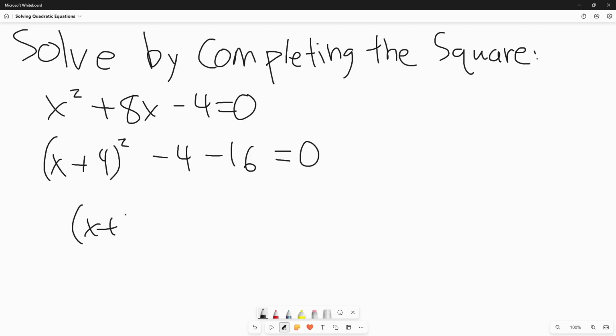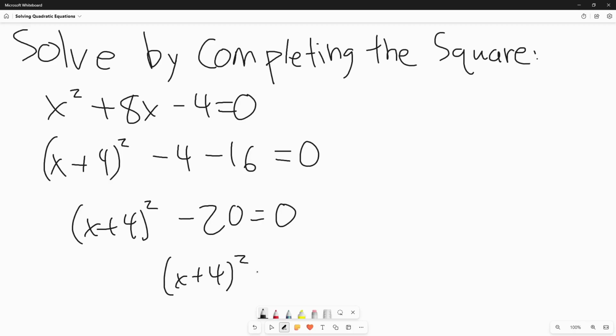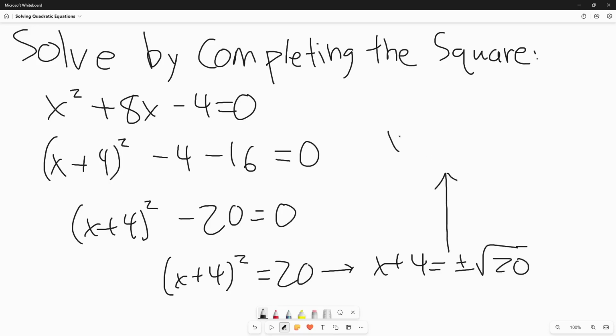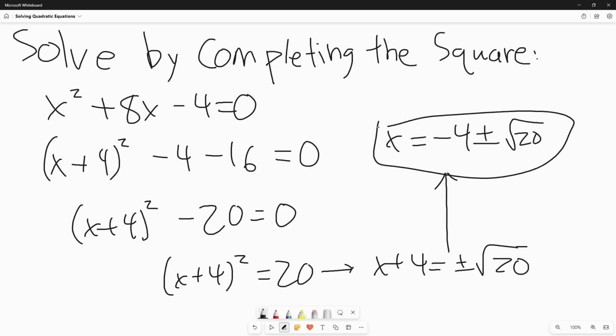We get (x + 4) squared minus 20 equals 0, and we get (x + 4) squared is equal to 20, and we get x plus 4 equal to positive or negative square root of 20, and then we just get x equals negative 4 plus or minus square root of 20. And this is how you solve this quadratic by completing the square.